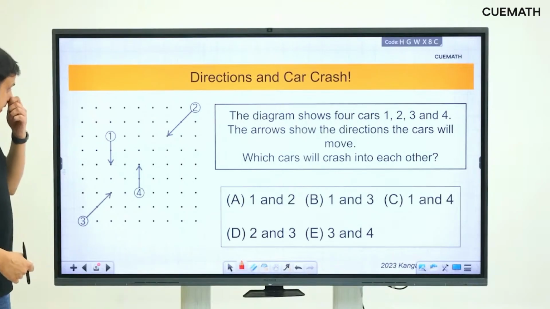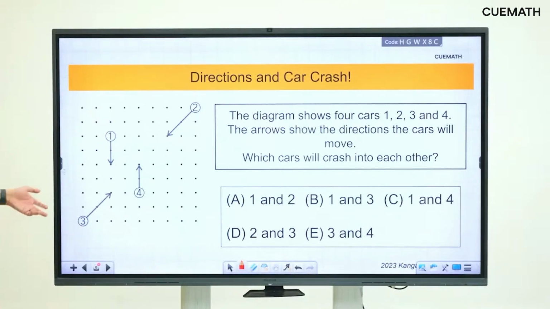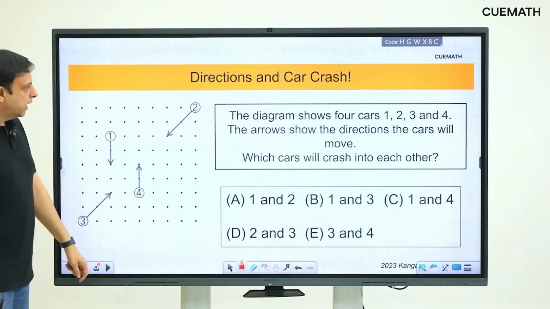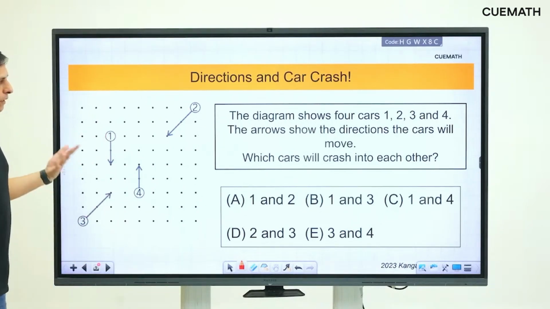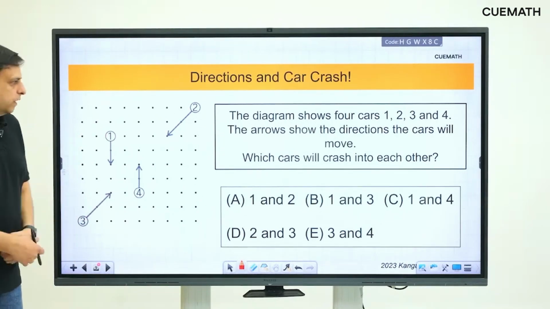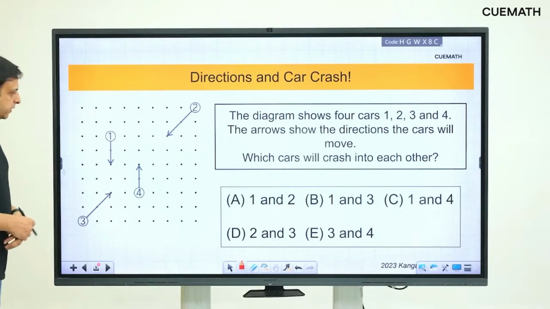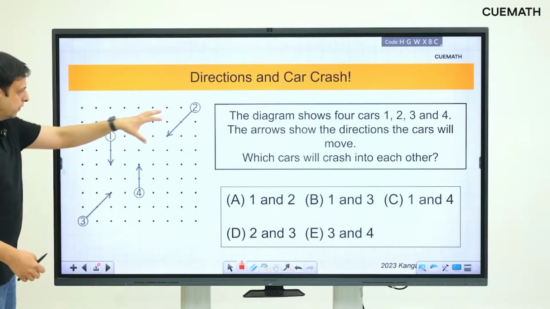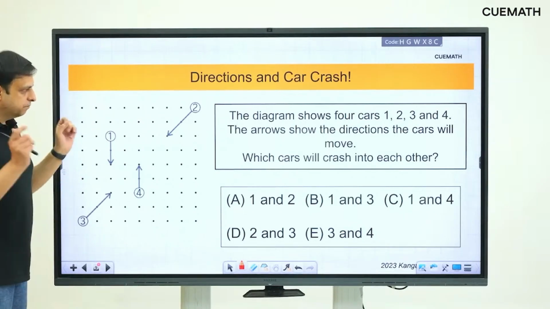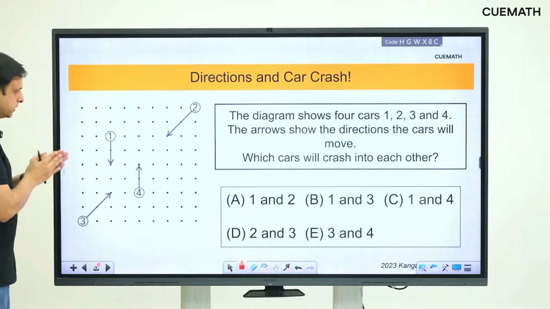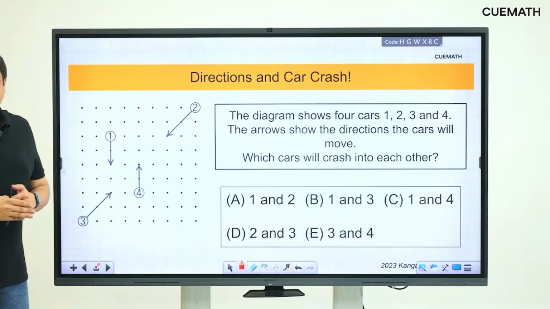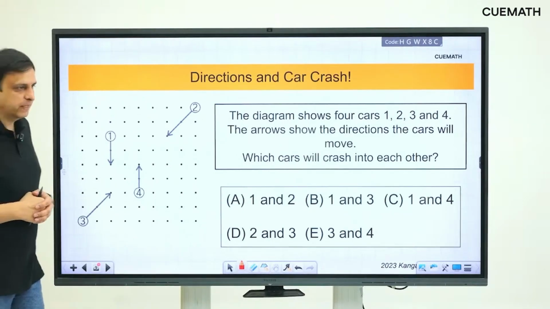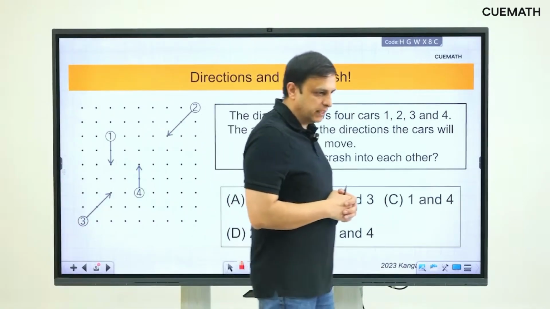Now this one is very interesting. So you have 4 cars labeled 1, 2, 3 and 4, and the arrows show the directions the cars will move. Which cars will crash into each other? So you have to imagine that right now these 4 cars are where they are positioned, and then they all start moving in the directions shown to you at the same time. Which 2 cars will crash into each other? That is the question here.